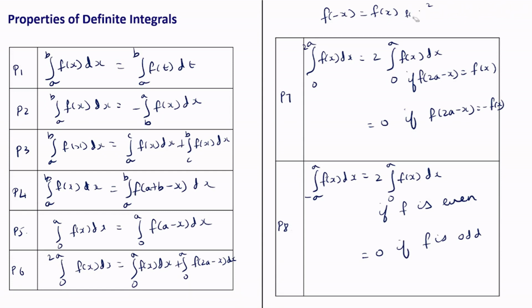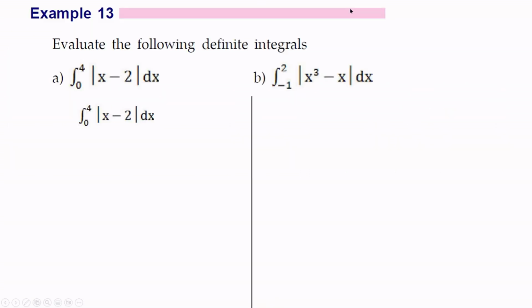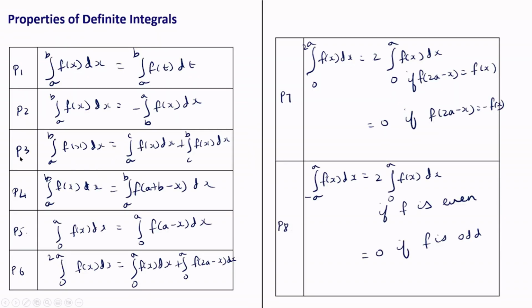Now let us move on to the examples. Evaluate the following definite integral. So here first we have to find integral 0 to 4 mod x minus 2 dx. So let the given integral be I equal to integral 0 to 4 mod x minus 2 dx. So when we have a modulus function, then we can use the third property, integral a to b f of x dx is equal to integral a to c f of x dx plus integral c to b f of x dx.